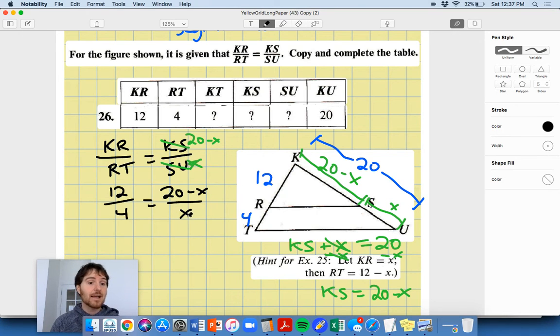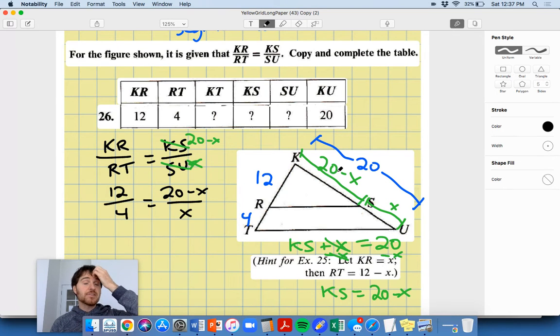We have the length X, which represents SU, and then we have the length X up top here because 20 minus that length of SU, that's going to represent, again, KS right here. That equals KS here because we moved around the segment addition postulate, okay?